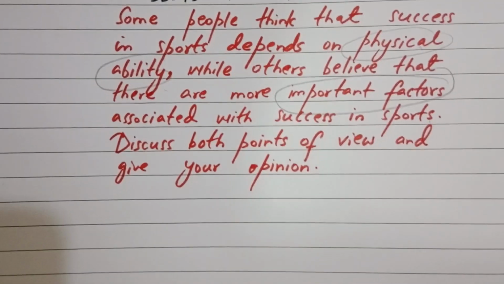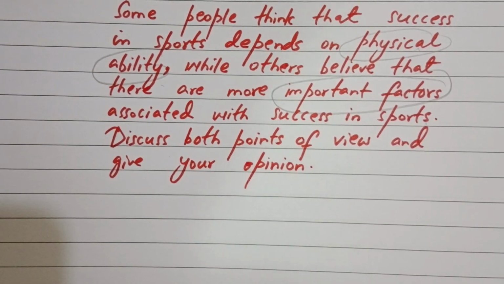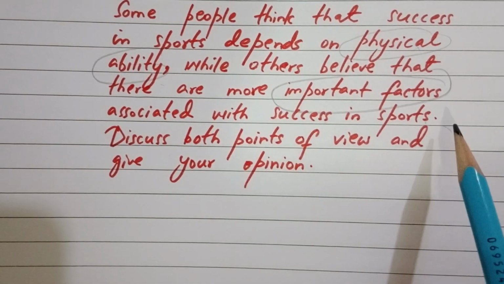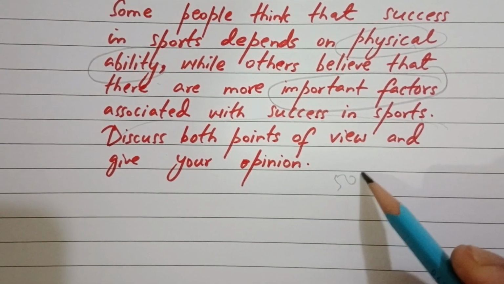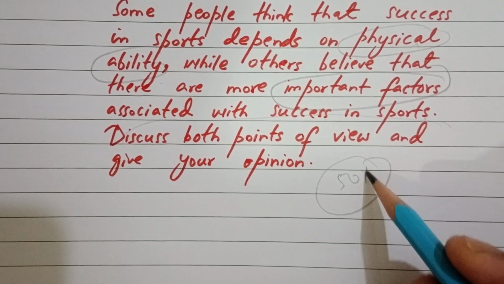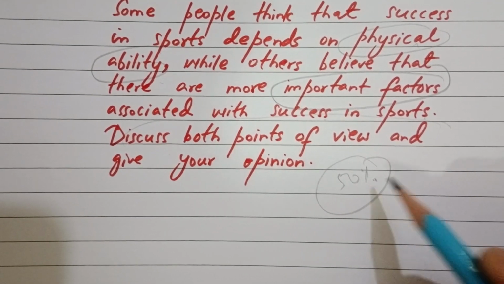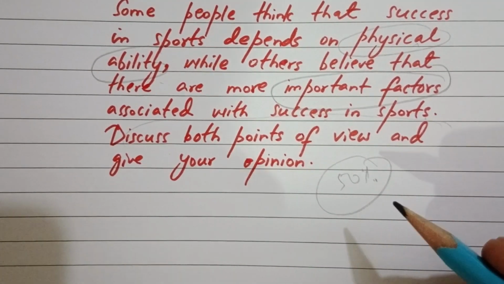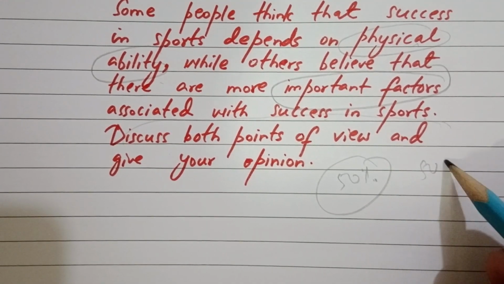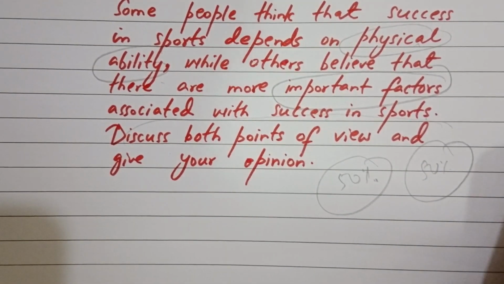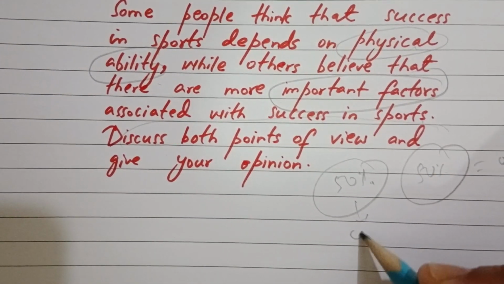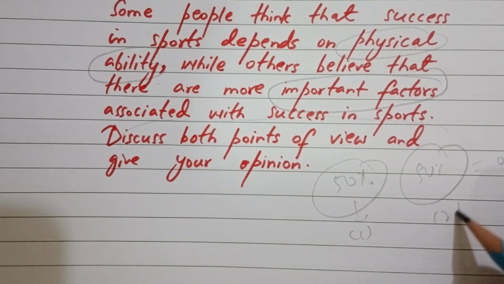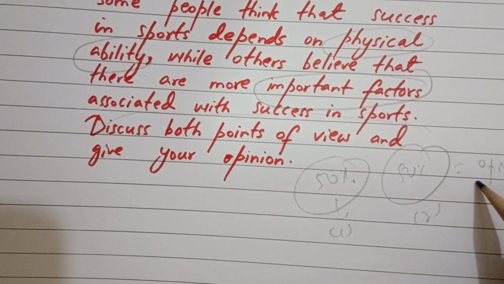The examiner asks you to discuss both points of view and give your opinion. Whenever you are told to discuss both points of view and give your opinion, 50% of the arguments are needed to be written in favor of the first stance. 50% arguments are to be written in favor of the second stance, and then there comes your opinion. Okay. So this will be paragraph 1, paragraph 2, and this will be paragraph 3. Now see, this is the format of the essay.